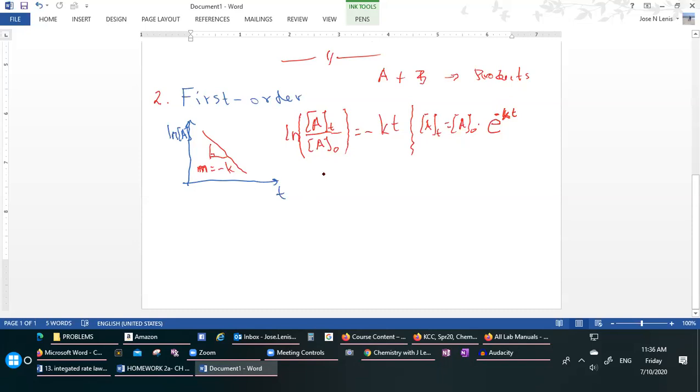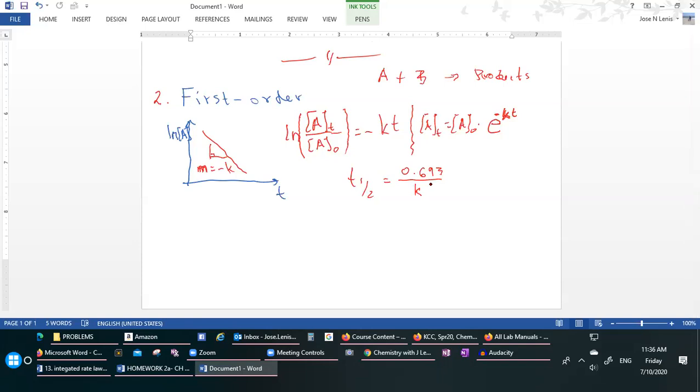All right, so what is the half-life of a first order kinetics? We learned also the half-life for a first order kinetics was natural log of 2, I showed you that in the previous video, which is 0.693. That is the natural log of 2 over k, the rate constant.